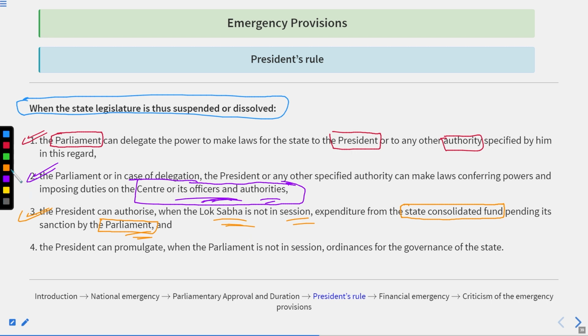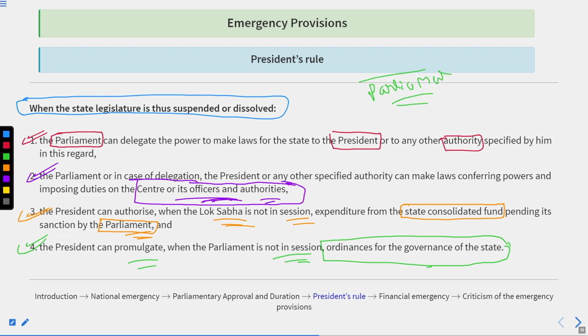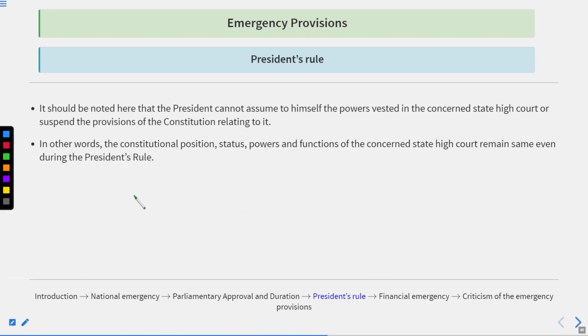All right. Thereafter, the president can promulgate, when the parliament is not in session, ordinances for the governance of the state. Okay, like if some orders are to be passed, the first thing is that the parliament will decide over it. But we are assuming that parliament is not in session. Then basically the president will have the power to pass the ordinances regarding the governance of the state.